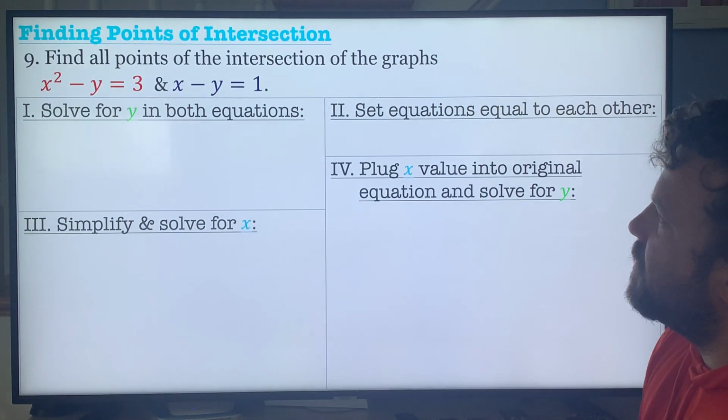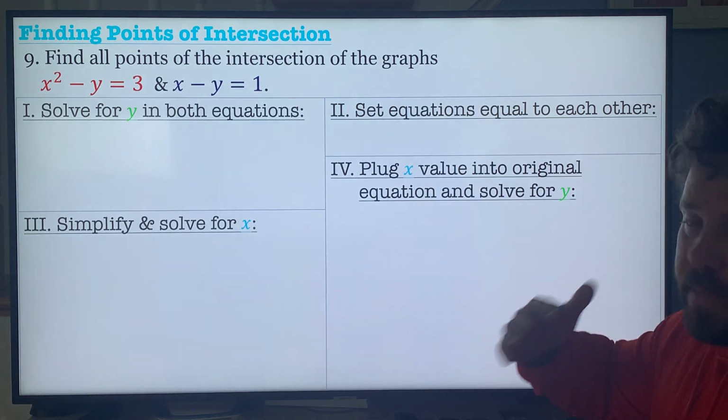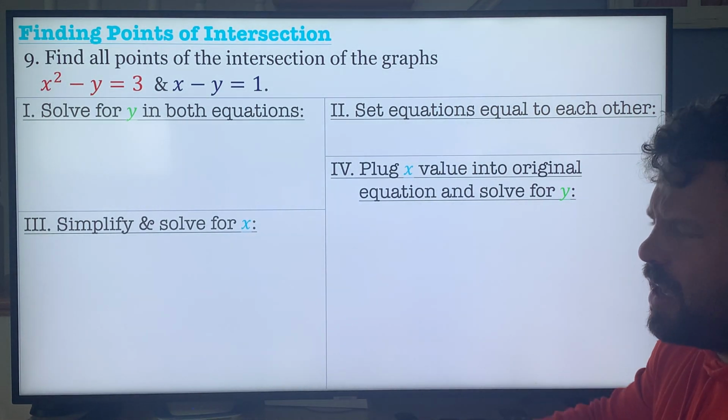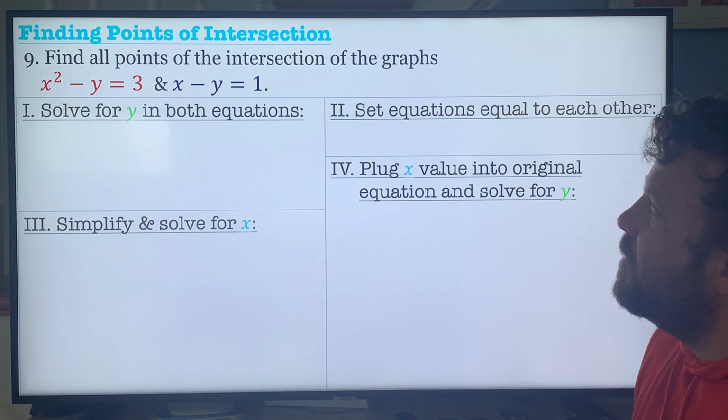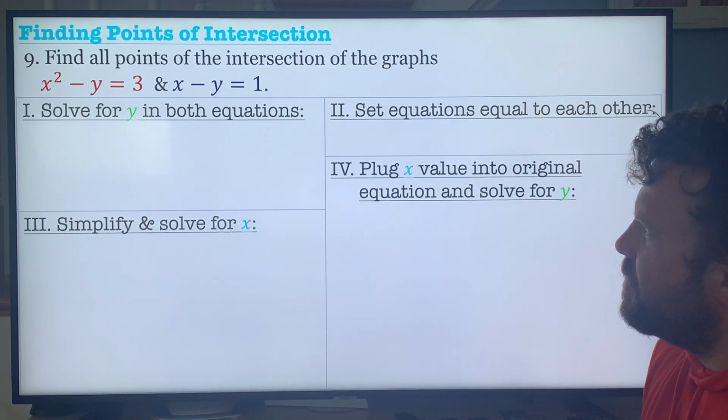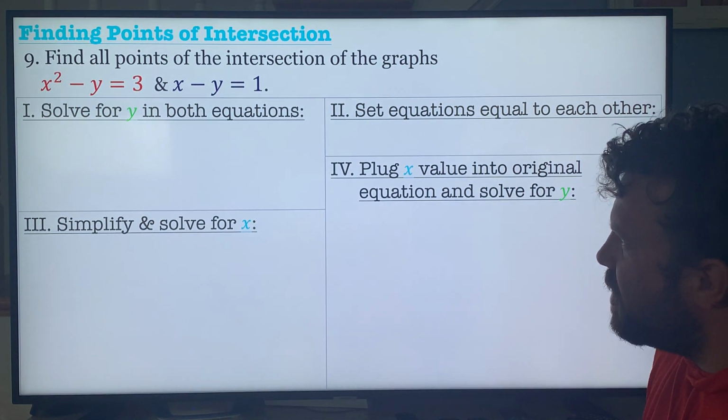Finding points of intersection. Find all the points of intersection in the graph. Do you guys remember this? This goes back to algebra, which was either 8th grade or 9th grade for you. I think 8th grade probably. So you're going to solve for y in both equations.